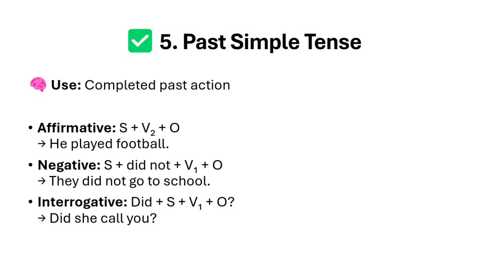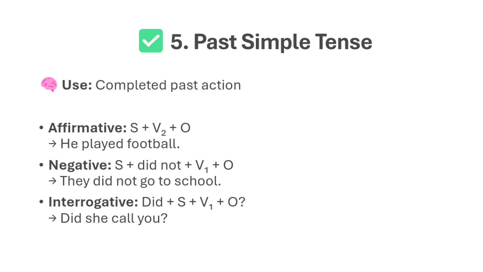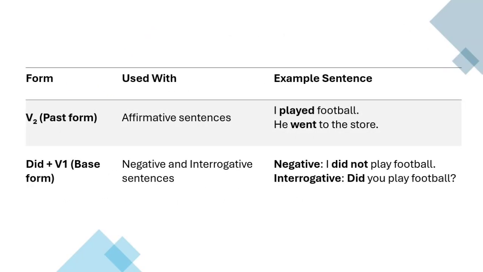Now see the negative structure. Subject plus did not plus the first form of verb plus object. Example, they did not go to school. Now see the last structure, that is the interrogative structure. Did plus subject plus the first form of verb plus object. Example, did she call you? Now what you have to remember here: in the positive structure we are using the second form of verb, but in negative and interrogative sentences we are using did, that is a helping verb, but it is not available in the affirmative sentence.